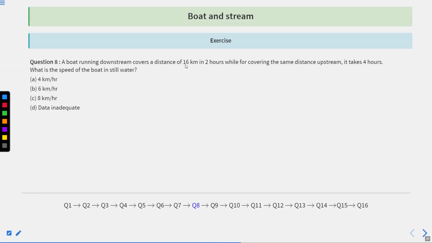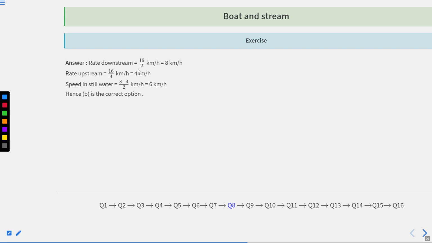Now, moving to problem number 8. A boat running downstream covers a distance of 16 km in 2 hours, while for covering the same distance upstream, it takes 4 hours. That means if the boat has to cover the 16 km distance upstream, it will take 4 hours, double the time. So what is the speed of the boat in still water? Again, we have to find the speed of the boat in still water.